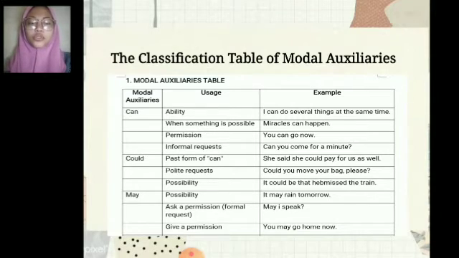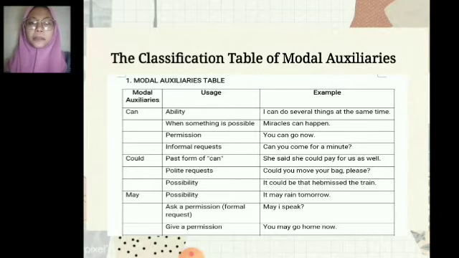Number 2, could. The usage of the modal auxiliary could is the past form of can, polite request, and then possibility. The example, she said she could pay for us as well. Polite request, could you move your bag please? And then possibility, it could be that he missed the train.